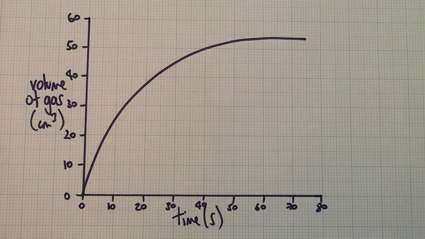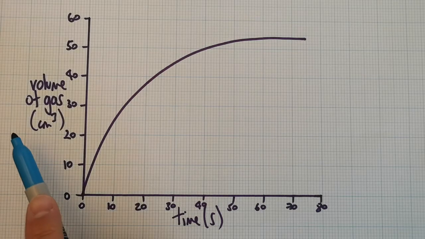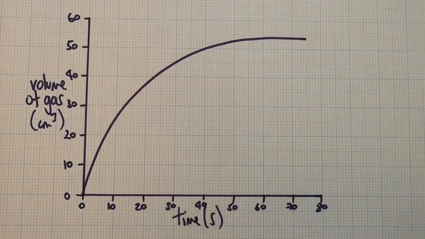So what we need to do now is use this graph to calculate and quantify an actual reaction rate in centimetres cubed per second. So how to do that is we need to take the gradient of that curve. Now it's difficult to take a gradient of a curve. In order to do that, we need to transform it into a straight line that we can take the gradient of. And that means drawing a tangent.